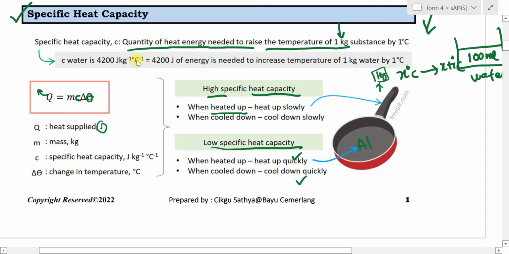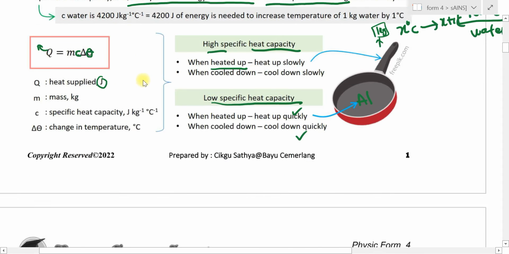J kg negatif 1. Degree Celsius negatif 1. Nampak tak sini? The specific heat capacity of the water. Nampak dia punya unit. Okay. Right.